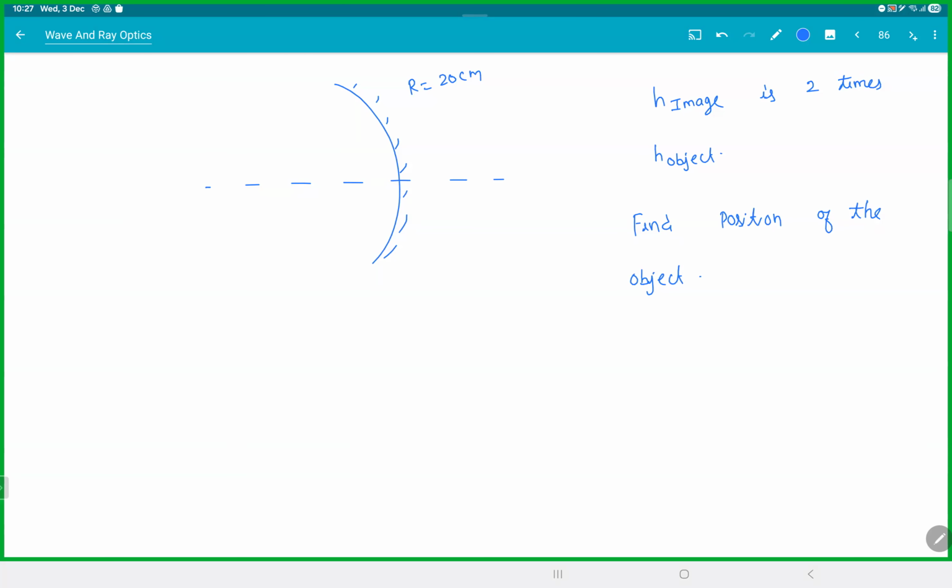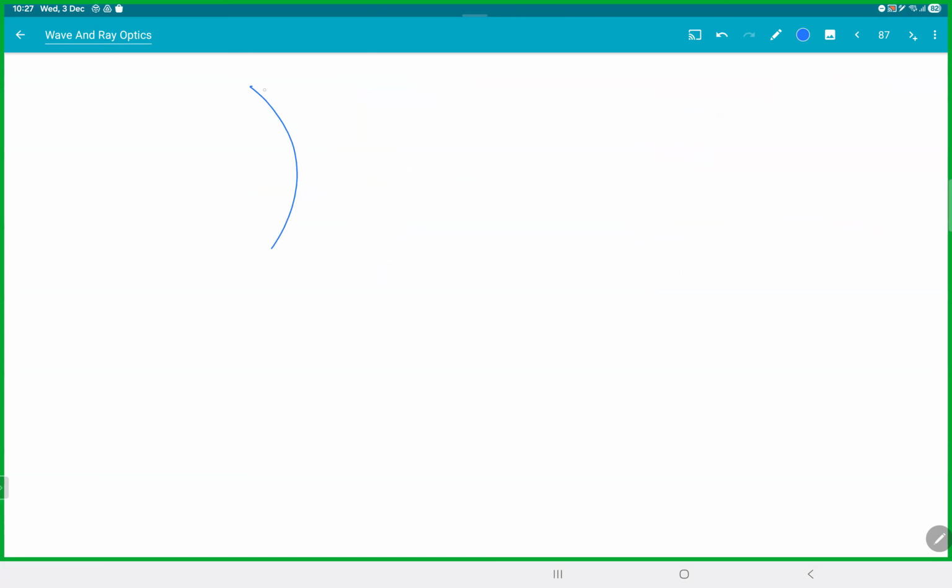How many answers are there? There are two answers. That's the first thing you should realize. I simply said height of the image is 2 times the object. It could be real or it could be virtual. That's the first thing you need to realize. Second thing, this is the mistake that generally happens. So let's say this is the object, and let's say this is the image.